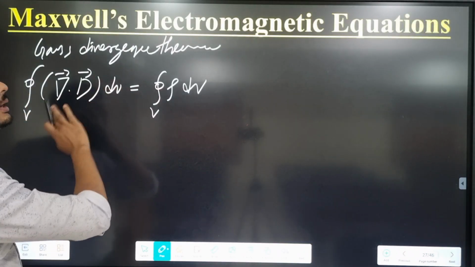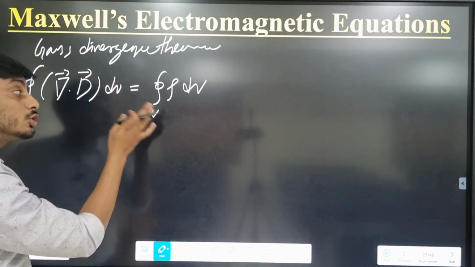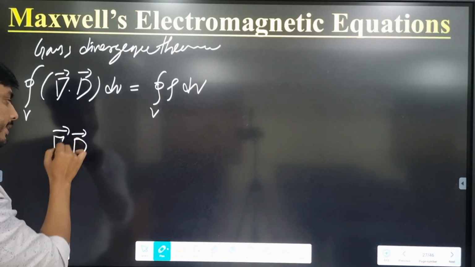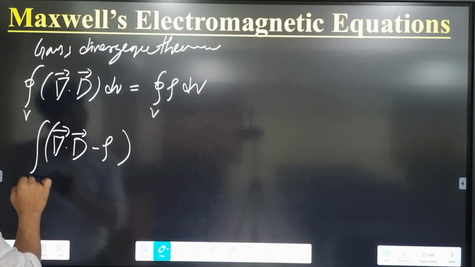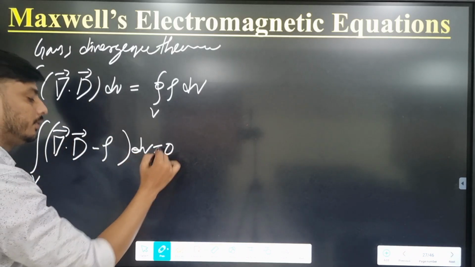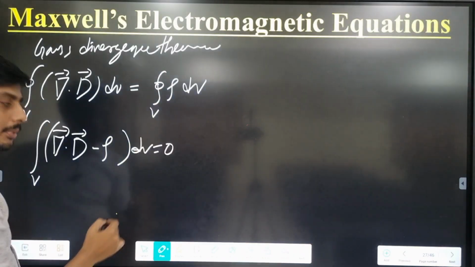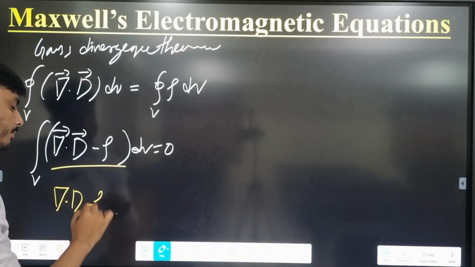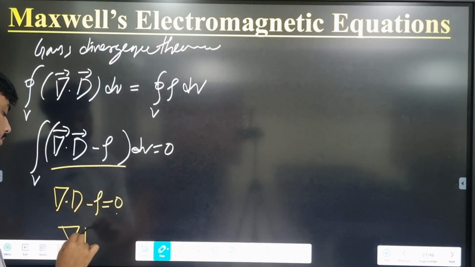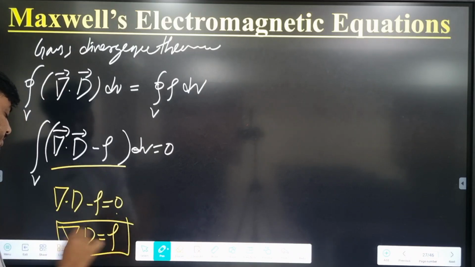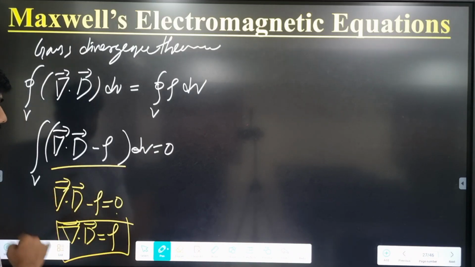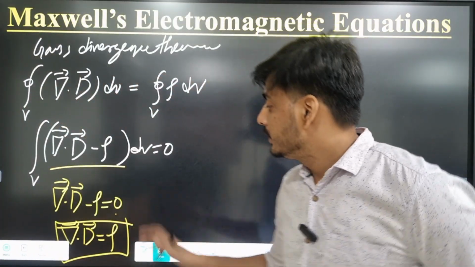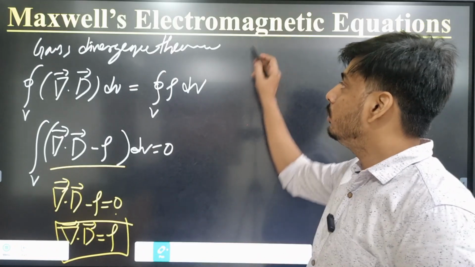Now you can see we have integration over V on both sides. We can take everything to one side. So this is the integration over V of (del dot D minus rho) dV equal to 0. Again, as we know, if the integration of a quantity is 0, the only possibility is that the quantity is 0. So del dot D minus rho equals 0, or del dot D equals rho. This is the simplest derivation. You can easily do this one. Already you have done this in Poisson's equation. So this is the derivation of the first equation, del dot D equal to rho.